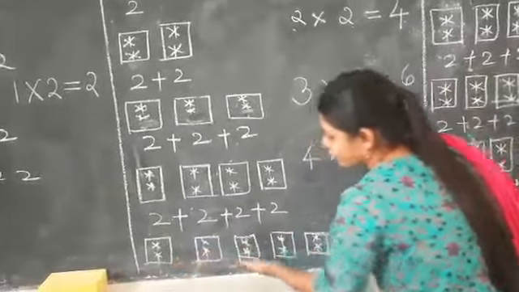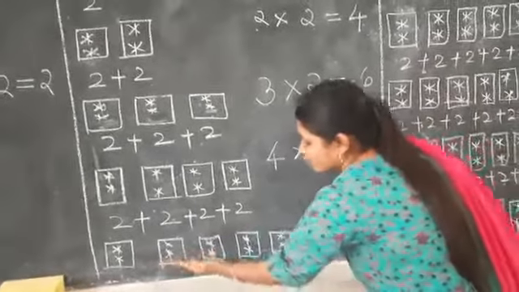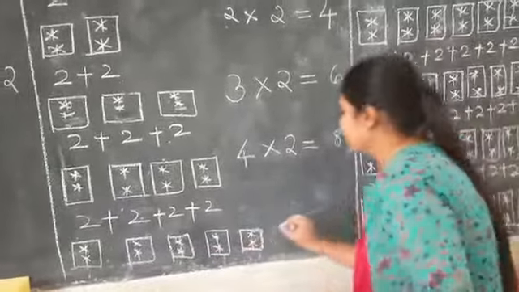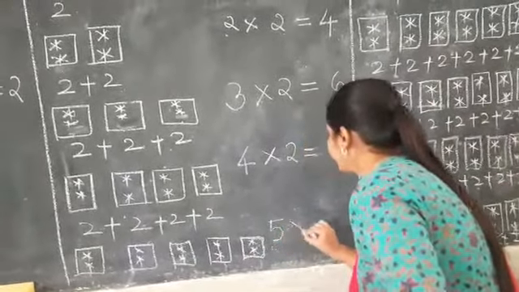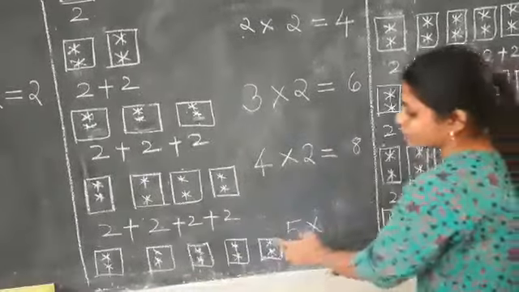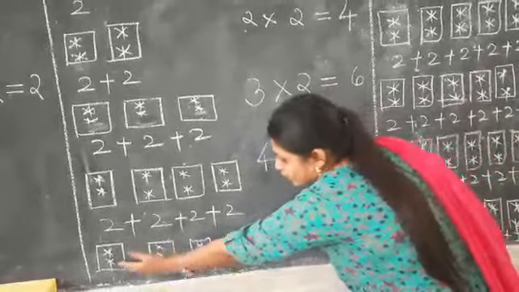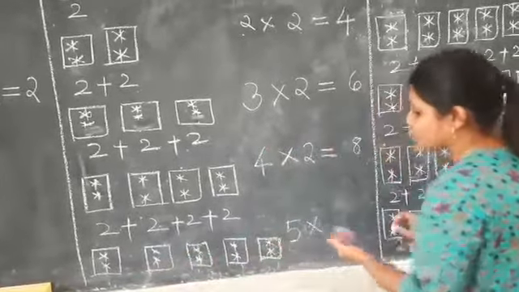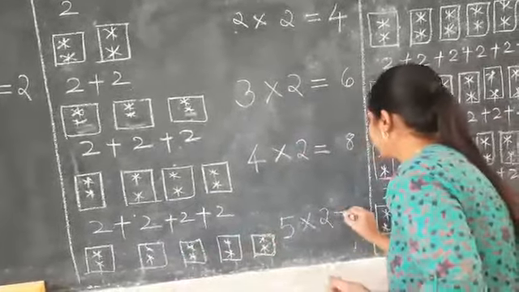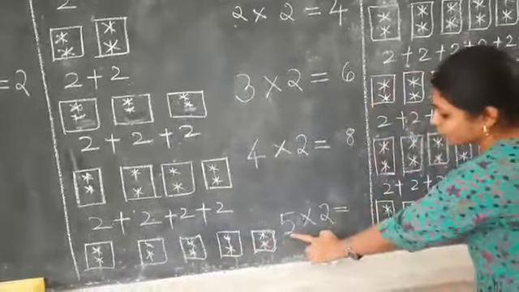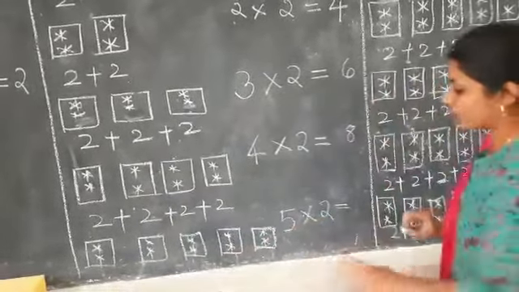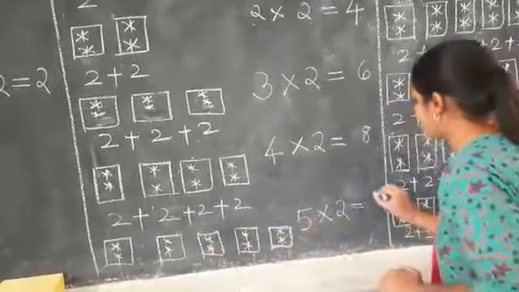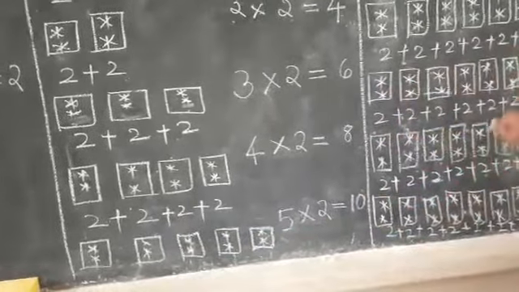Next you have 5 groups of stars: 1, 2, 3, 4, 5. Write it as 5, put the multiplication symbol. Then the number of stars in each group is 2, so write 2. Put is equal to. Now you multiply 5 2 times, that means 5 times 2 is 10.